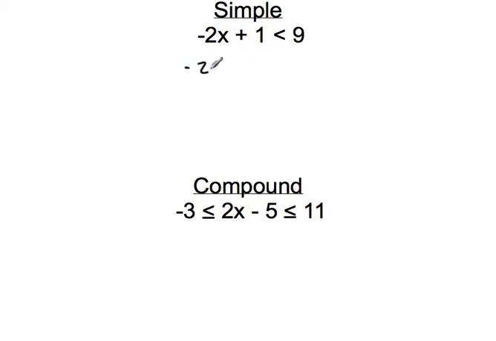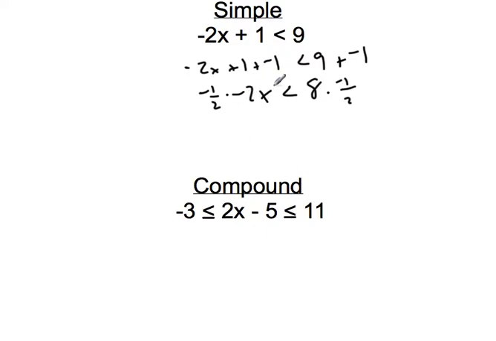So we get negative 2x plus 1 plus negative 1 is less than 9 plus negative 1. This becomes negative 2x is less than 8. We need to get rid of this negative 2, so its multiplicative inverse is negative 1/2. So we're going to multiply both sides by negative 1/2. We're multiplying by a negative number, so my inequality sign is going to switch. It's no longer less than, it's a greater than now.